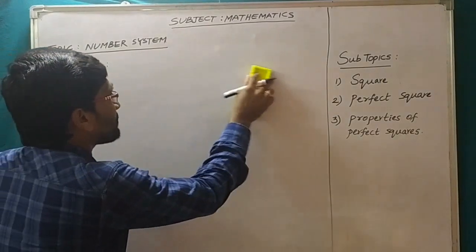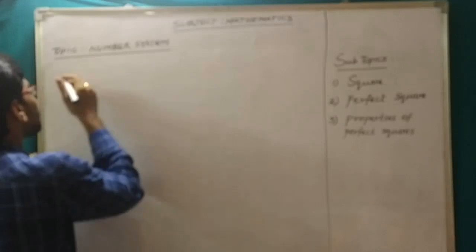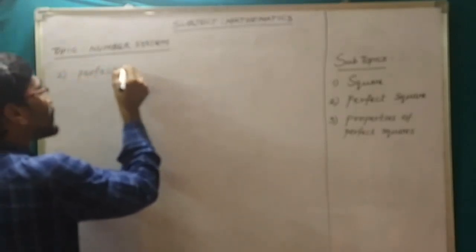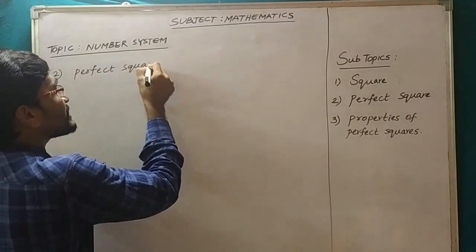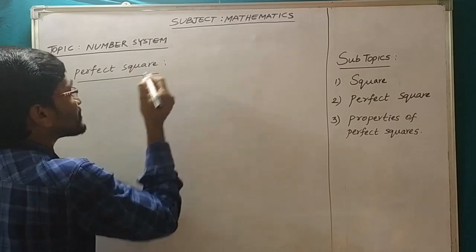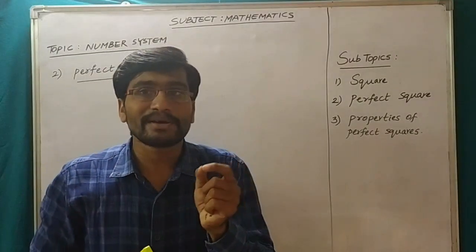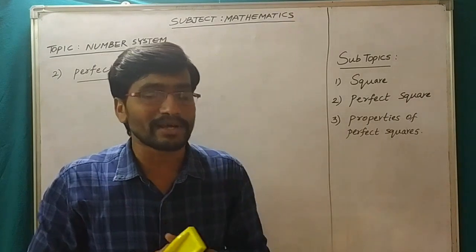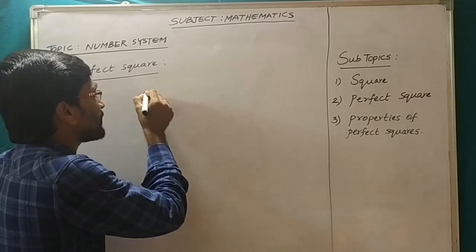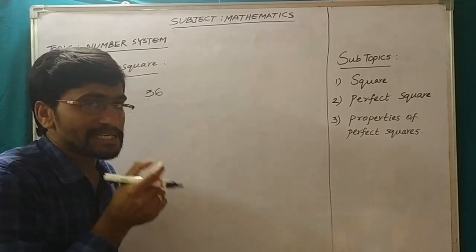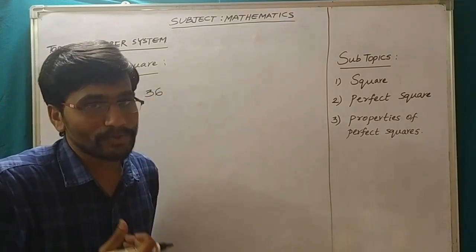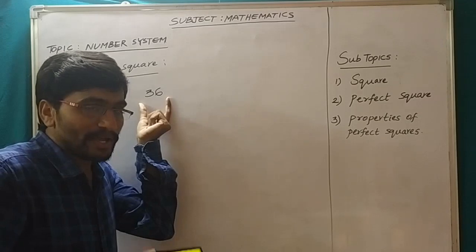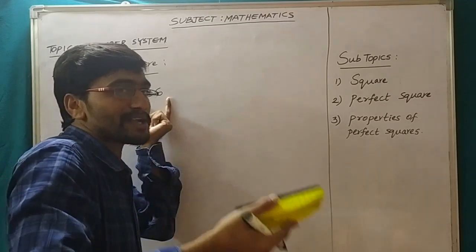Next one is perfect square. What is a perfect square? A natural number is said to be a perfect square if it is the square of any other natural number. Let us consider the number 36. Is it a perfect square or not? Let us check.